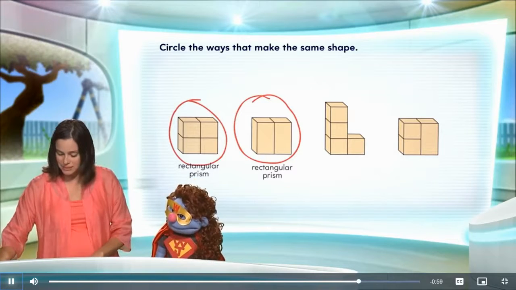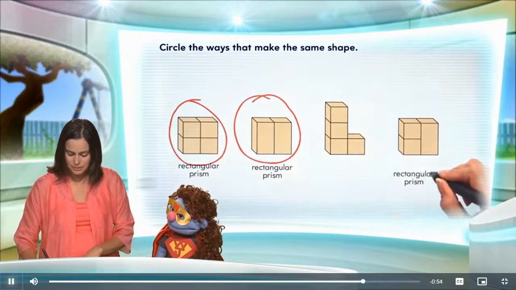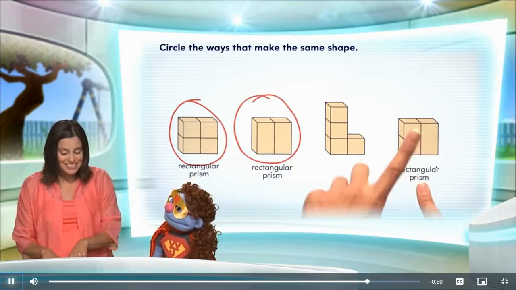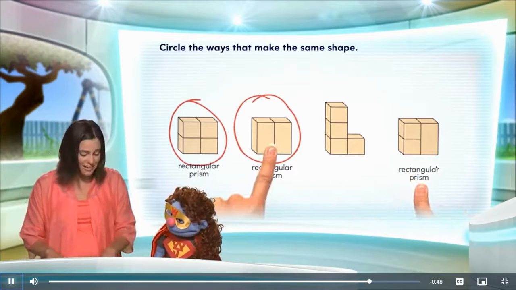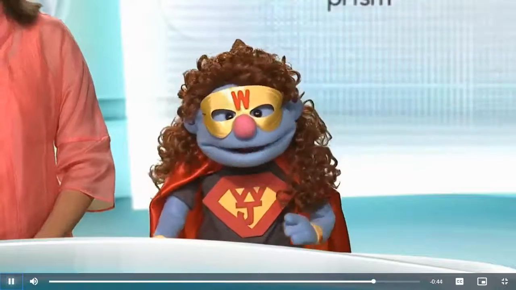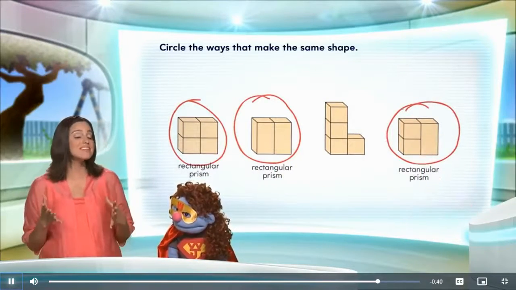Therefore, let's just erase that and bring in my rectangular prism. Okay, so we have a rectangular prism here, which means this shape is the same as this one and this one. So it is. These are the 3 ways to make the same shape.